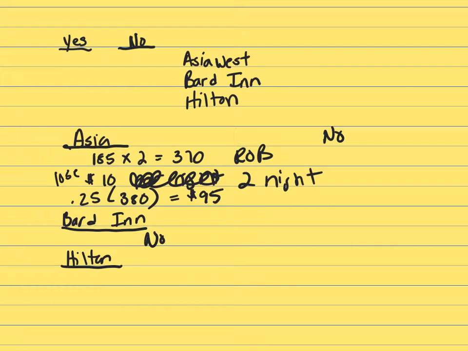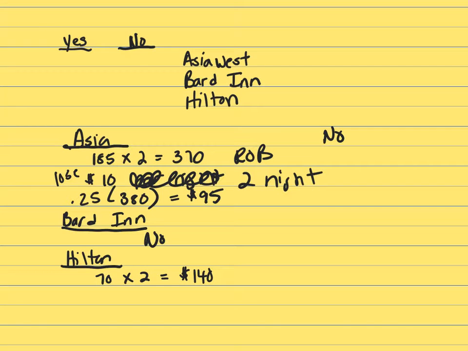So the Hilton, it seems like there's several Hiltons. I just took the very first one. All right, so let's do the same thing. That's $70 times 2, because the Hilton out of block is $70. So that's $140. And that's out of block.